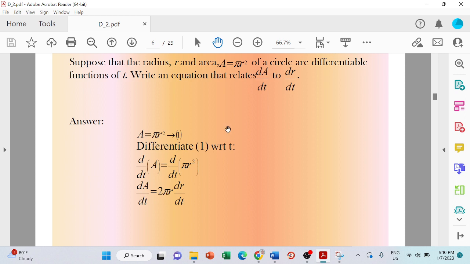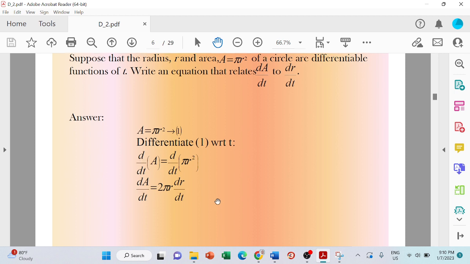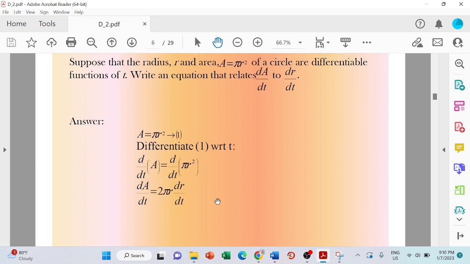Okay? So this is answer lah. Equation that relates you punya rate of change for area. dA dt ni maksud dia rate of change for your area. dr dt adalah rate of change for your radius. R means radius. Okay, so this is the equation that relates area and also you punya radius. Okay, any question here?